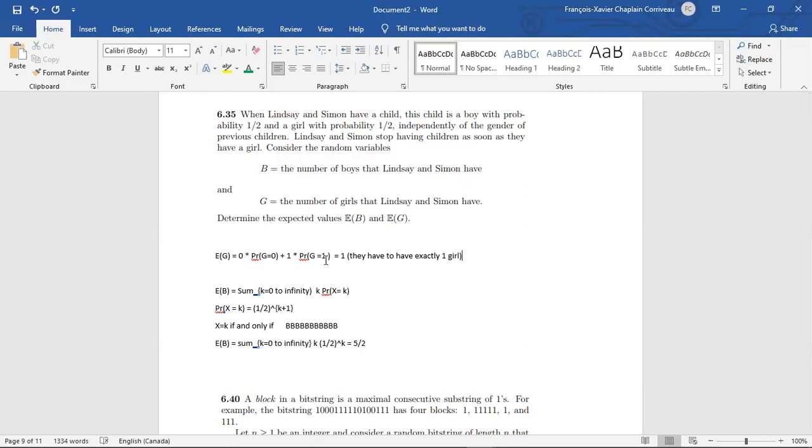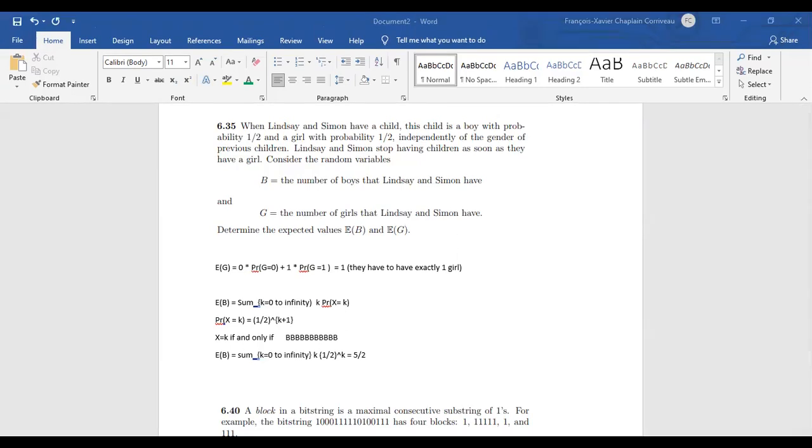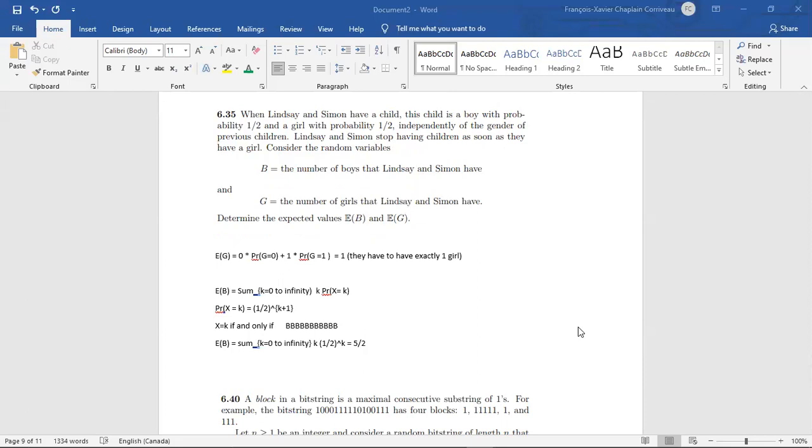Now, what's bothering me is that the probability that you have 1 girl is the probability of stopping, right? Is this not correct? Oh, let me check.